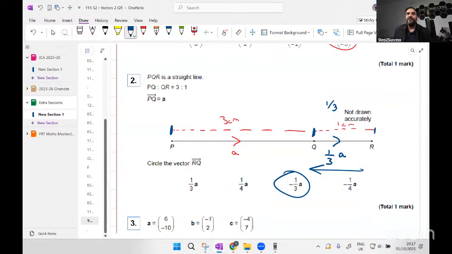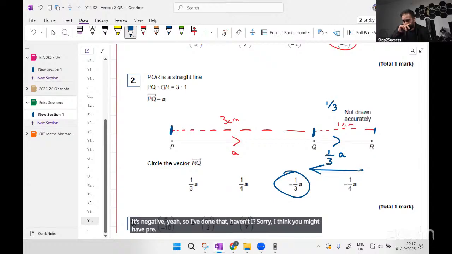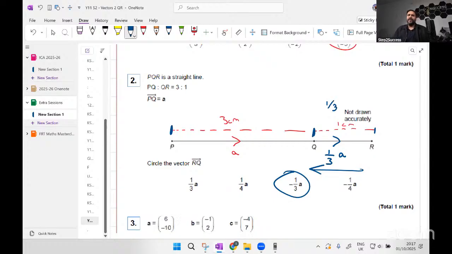It's negative, yeah, so I've done that, haven't I? Sorry, I think you might have something. I don't know what the word is. No, I guessed before I fixed it.